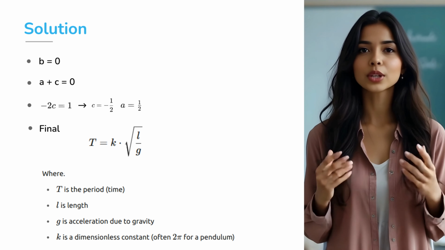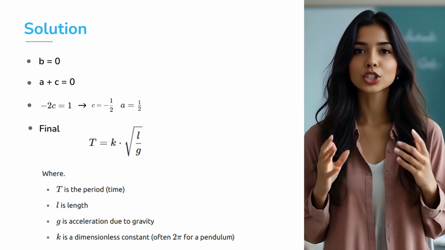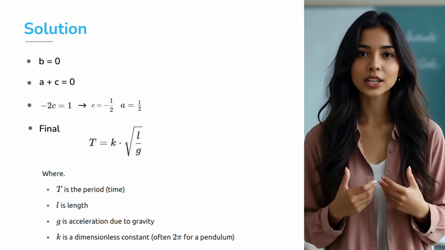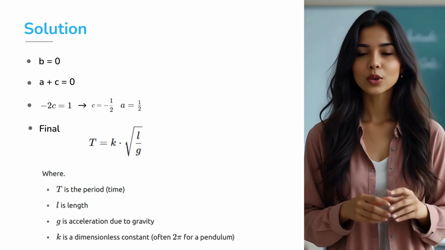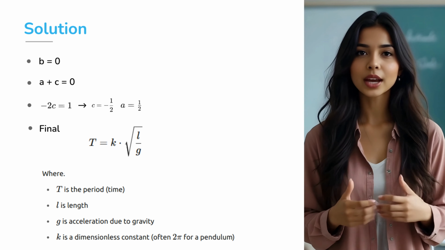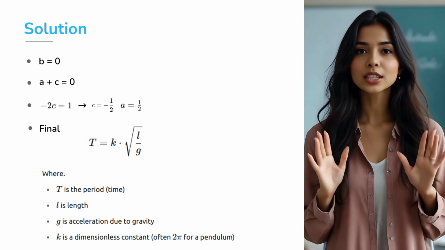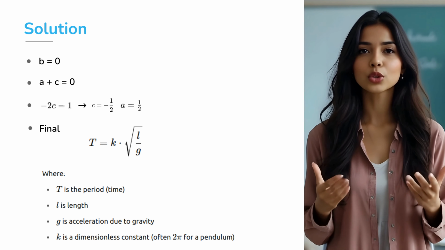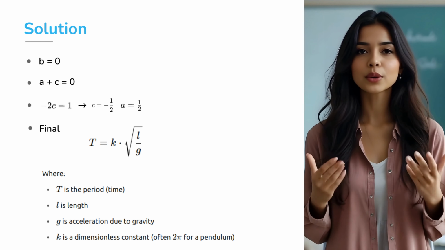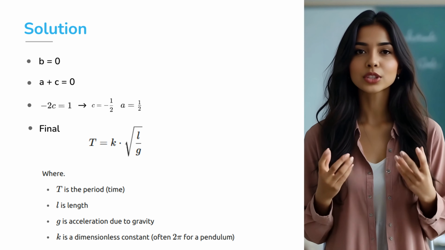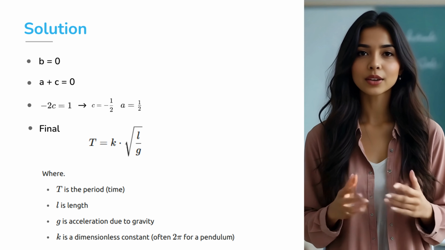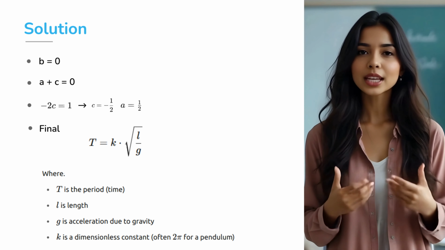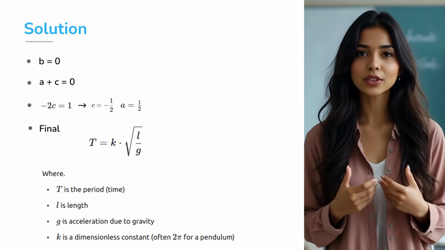Now compare exponents. For M, power on LHS is 0, so b equals 0. For L, power on LHS is 0, so a plus c equals 0. For T, power on LHS is 1, so minus 2c equals 1, so c equals minus 1/2, a equals 1/2, b equals 0. Final relation: T equals K times l to the power 1/2 times g to the power minus 1/2, which is T equals K times the square root of l divided by g.